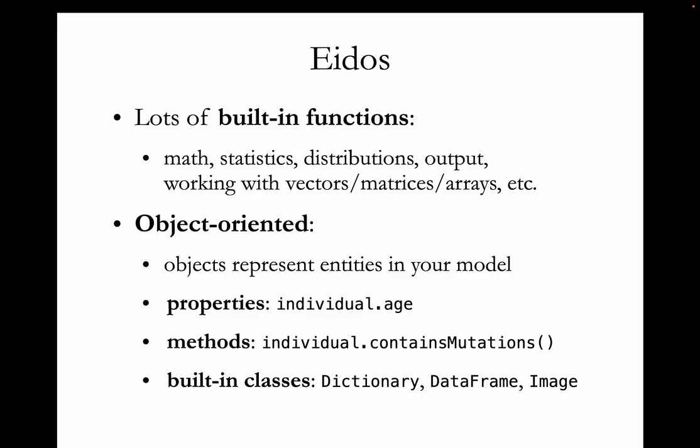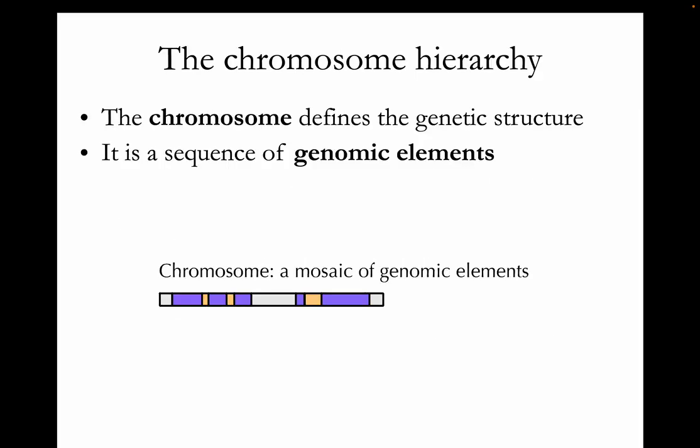Eidos provides a couple of built-in object classes, including a dictionary class that lets you store and retrieve values easily, a data frame class representing a spreadsheet-like table of data, and an image class for working with images, which is very useful for reasons we'll see later on. But most of the object classes you'll work with are defined by SLiM on top of Eidos. Let's look at those now.